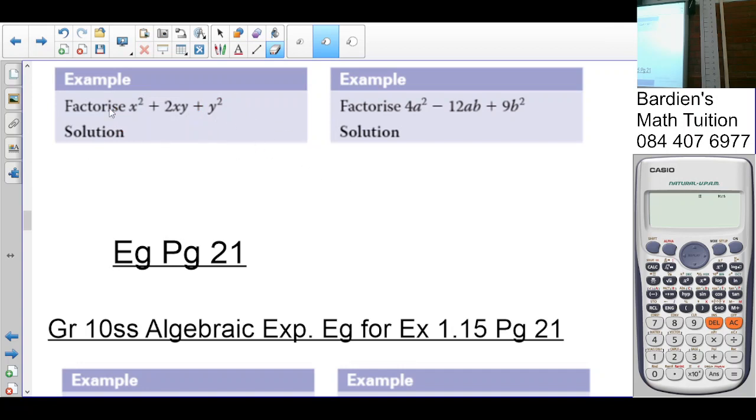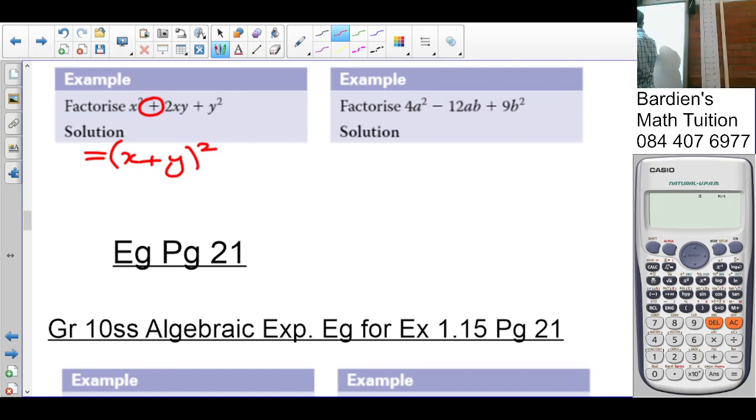So here the first one is a perfect square trinomial, so it's going to be x plus y squared. You all agree with that? Right, let's look at the next one. Is there a common factor here? No. If there was, I would have taken the common factor out first. You all agree with that?